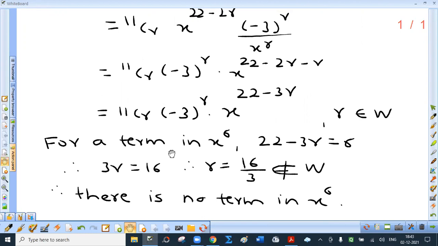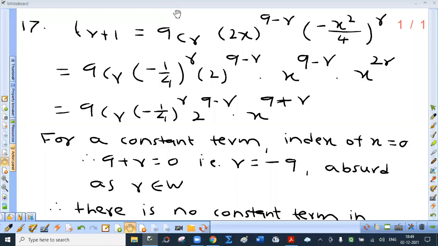Actually, sum number 17 is again similar. I'll write the solution in short. Show that there is no constant term in the expansion of (2x minus x square upon 4) raised to 9. As usual, I have obtained the general term. Please check this. T(r+1) is 9Cr (2x) raised to 9 minus r into (minus x square by 4) raised to r. Collect the constant part: 9Cr minus 1 by 4 raised to r, 2 raised to 9 minus r. Then x raised to 9 minus r, and x raised to 2r.